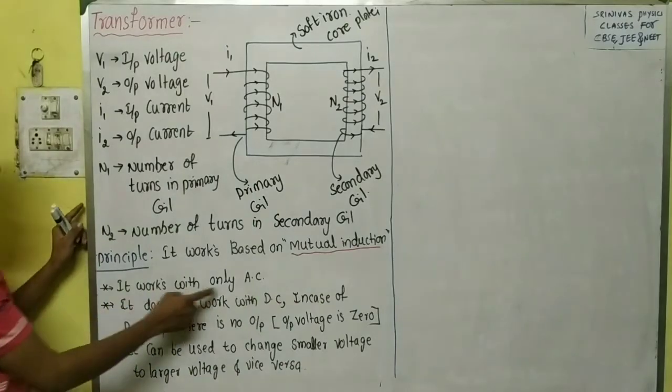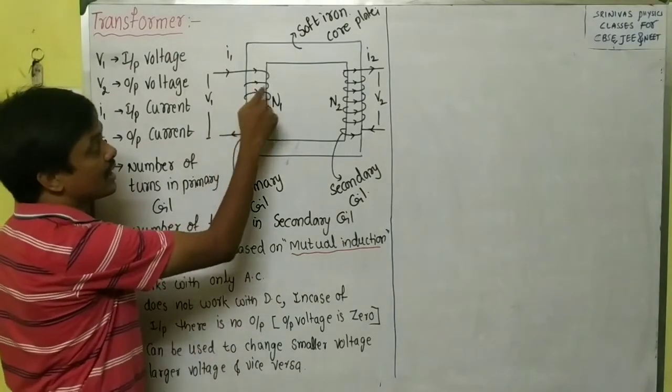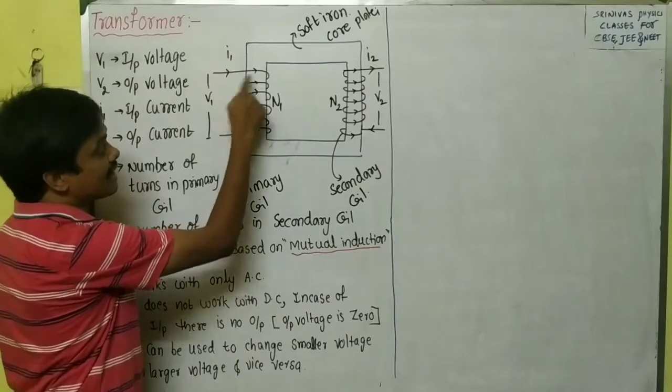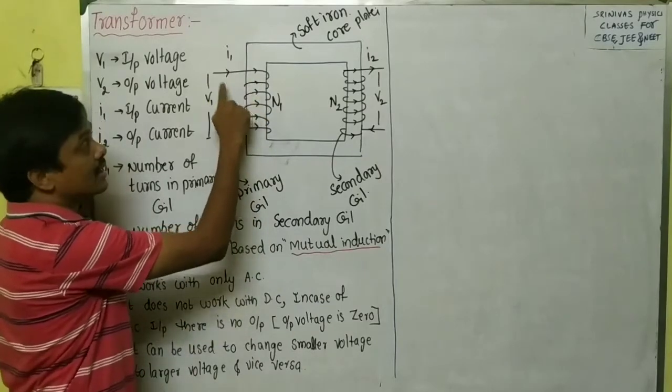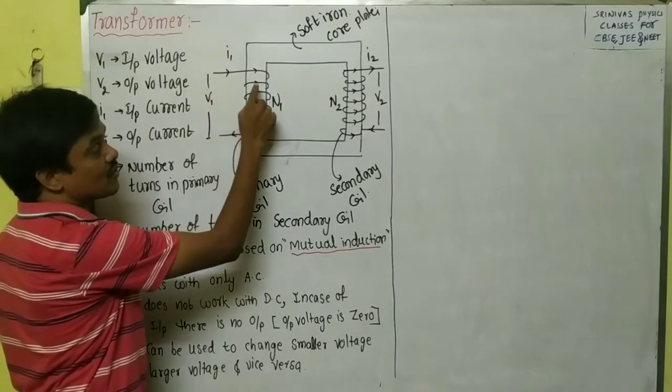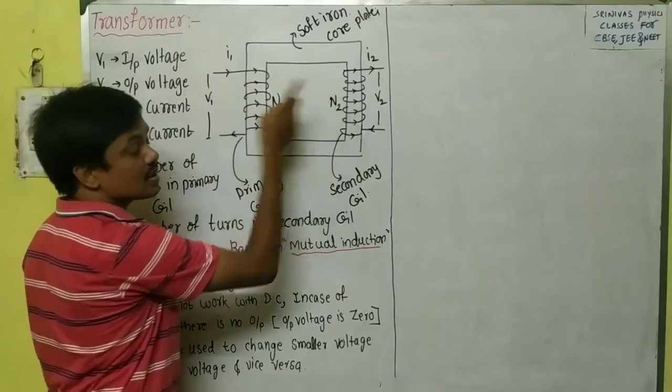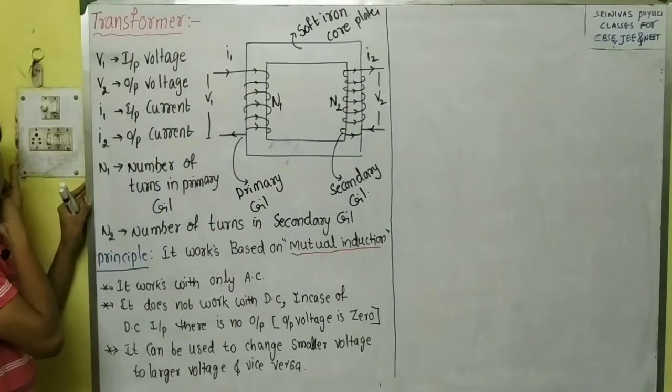Okay, it works with only AC, because AC means varying current. When current varies, the field varies, the flux varies. The change in flux only produces the current and EMF in the secondary coil.